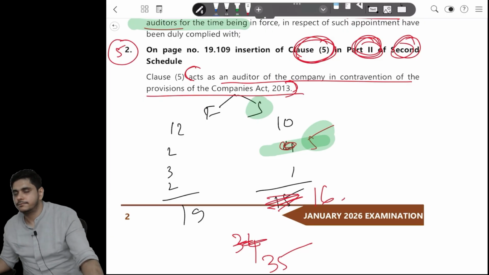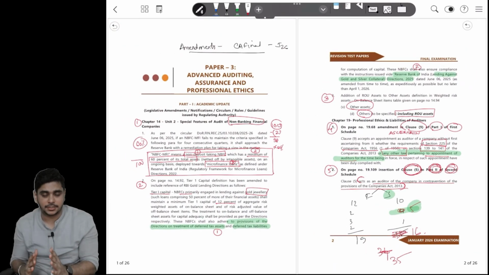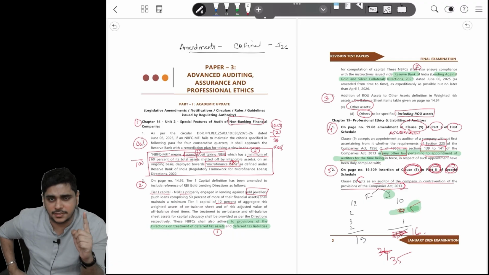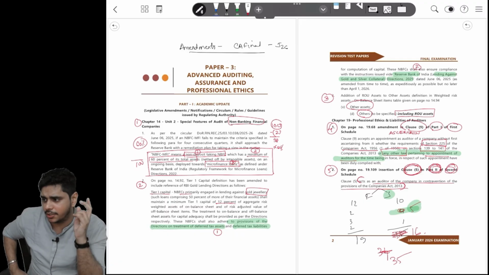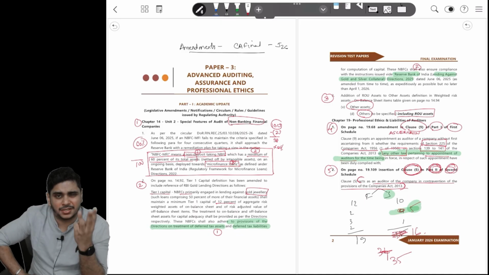Done. Cool. So we have completed 5 amendments. 3 are in NBFC, 2 are in professional ethics. Otherwise, no other amendment. First, NBFC MFI 60%, remember, an MCQ will be there. Number two, Tier 1 calculation for gold jewelry. Number three, other assets including RUSS.